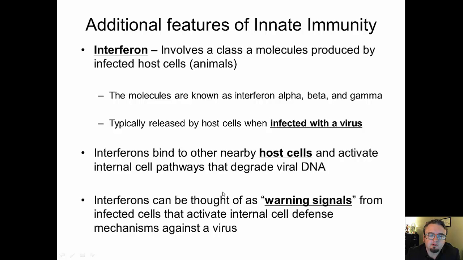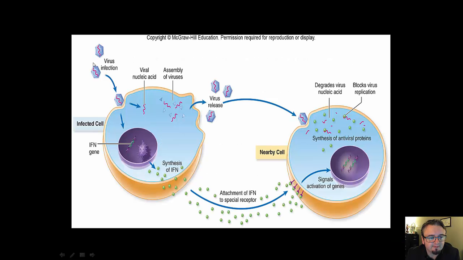You've got a small number of incidences that lead to a warning to everybody else to be on alert, and that makes it much more difficult for, in this case, the virus to continue to infect. So it looks kind of like this. A virus comes in, this first cell is infected, but that triggers a synthesis of this interferon chemical.